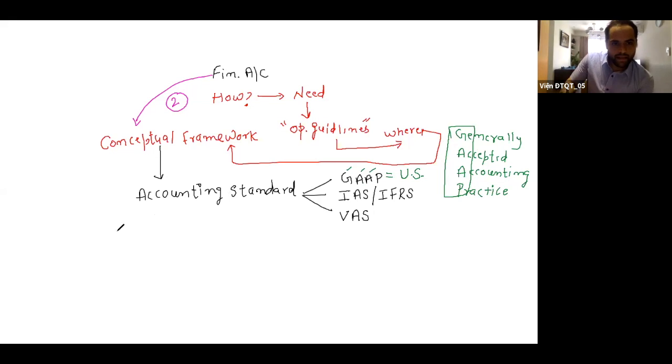Let me give you one example. So remember, before, not now, before, different countries, they have their different accounting standard. Let's say Australia, they have Australian accounting standard, China's accounting standard, Japan, Indonesia, Australia, New Zealand, so on.